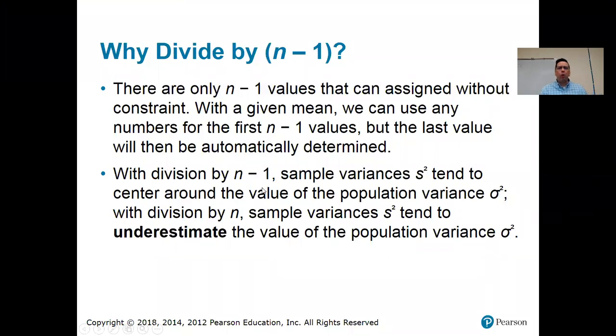Here they talk about why you divide by n minus 1 when you're working with a sample instead of dividing by n. So I'm not going to spend really a whole lot of time on that. That's another math major thing. This is worth pointing out, though, this second bullet. If you divide by n, sample variances tend to underestimate the value of the population variance. So when you divide by n minus 1 instead, it gives you a better estimate.